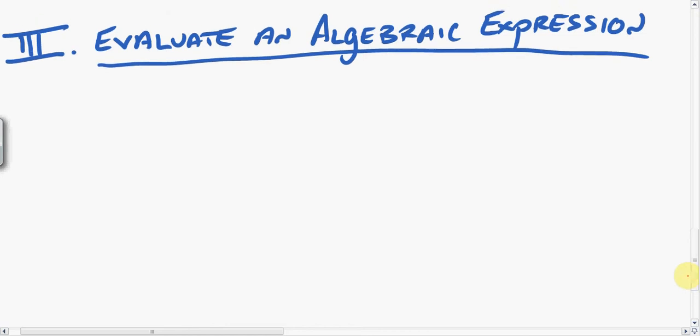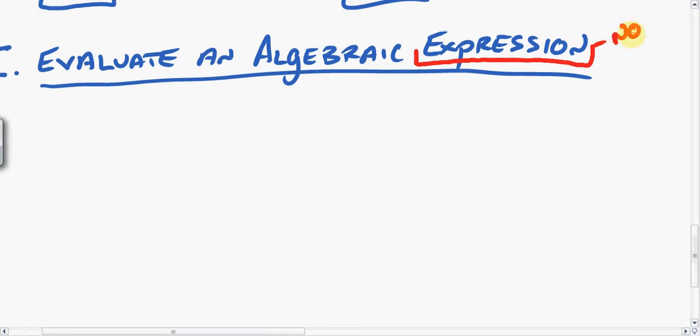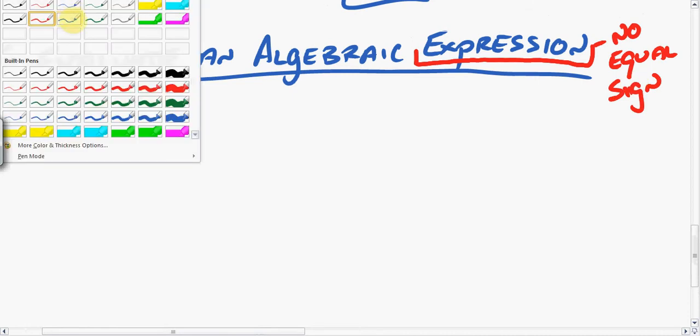Okay, this is section 1.2, part 3, where we're going to look at evaluating an algebraic expression. Just a quick reminder, an expression is not the same thing as an equation because an expression does not have an equal sign. So there's no equal sign in an expression. Everything we're looking at in this section is just an expression, no equal sign, so there's no solving going on. Alright, just evaluating.